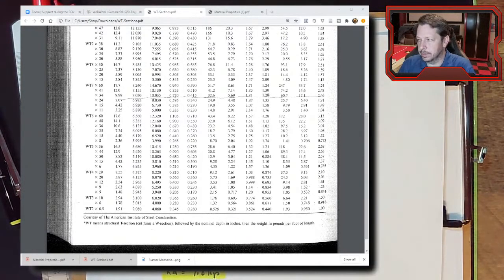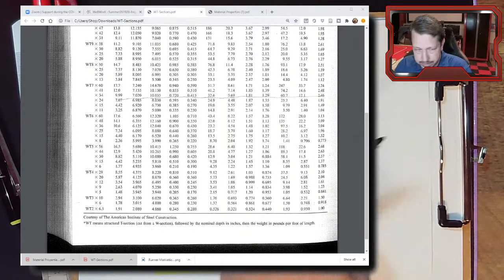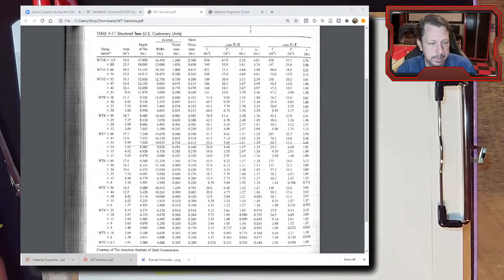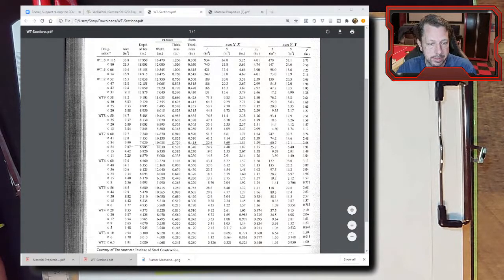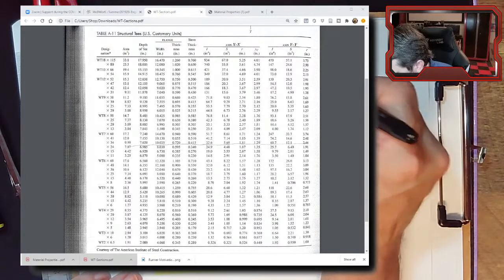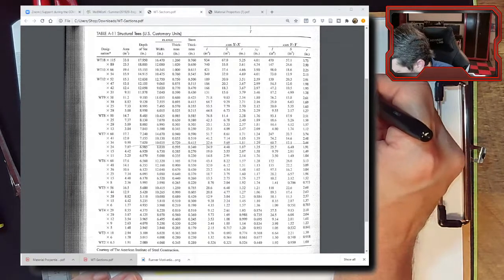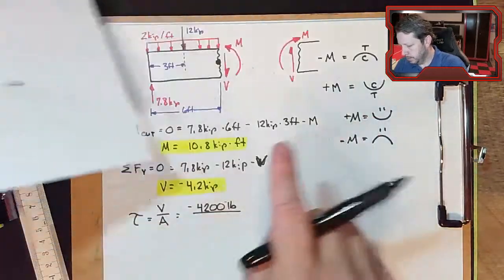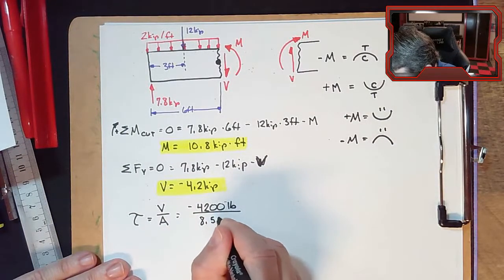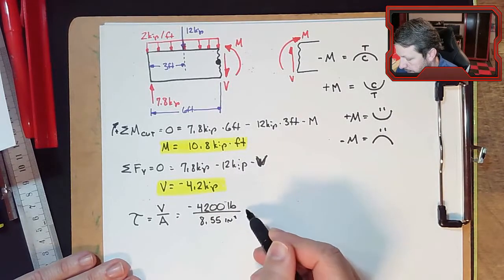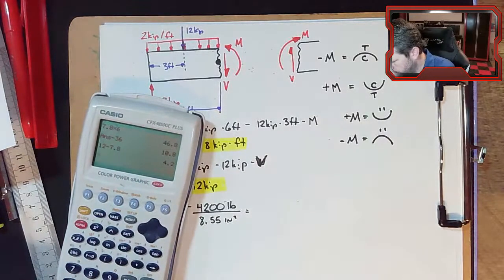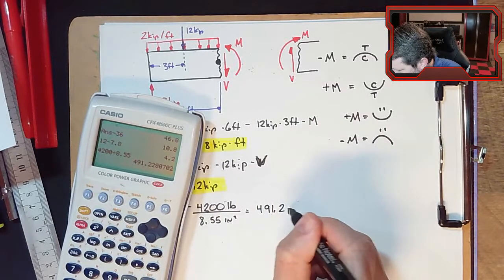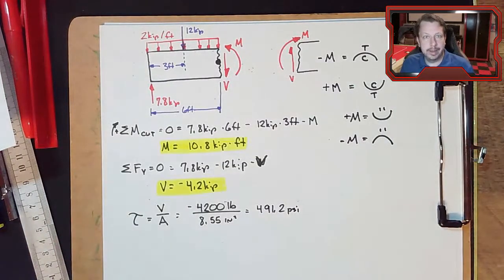So I'm writing it down over here on our page. Now, in this chart, WT 4 by 29, that first column is cross-sectional area, 8.55 square inches. So now I can take that and plug it in here, and I'll get pounds per square inch, which will be PSI. I've got 4,200 pounds over 8.55 square inches, 491.2 PSI.